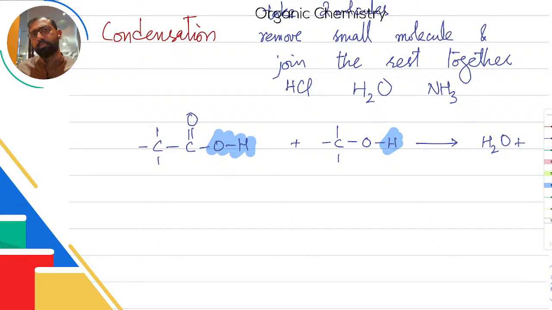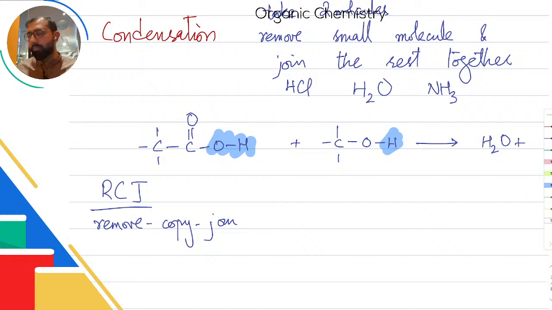Now here's a very easy way of understanding this. Call it RCJ. Remove, copy, join. Let me demonstrate. What does it mean? First of all, because you want to do condensation, remove a small portion. So for example, on this one, I could remove hydrogen. On this one, I remove OH. Done. Copy. Copy the remaining part. So for this one, I can copy this. Okay. So I copied this. And I copied that. Okay. And join them. Remove, copy, join. And there you go.